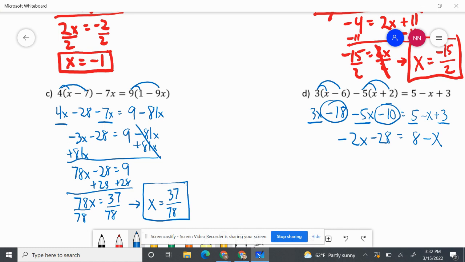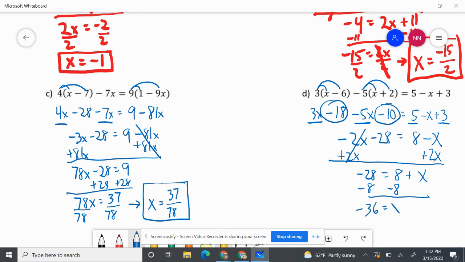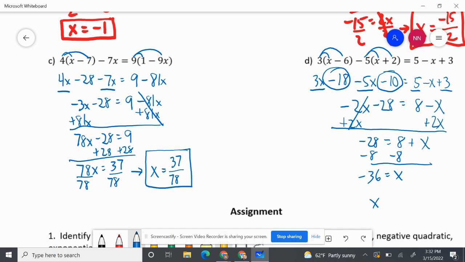And my next step is I'm going to add the 2x on both sides. I want to get the x's together. And I get negative 28 equals 8 plus x. And my last step is I want to subtract the 8. And that gives me negative 36 is equal to x, or you could put x is equal to negative 36. Either one is correct.